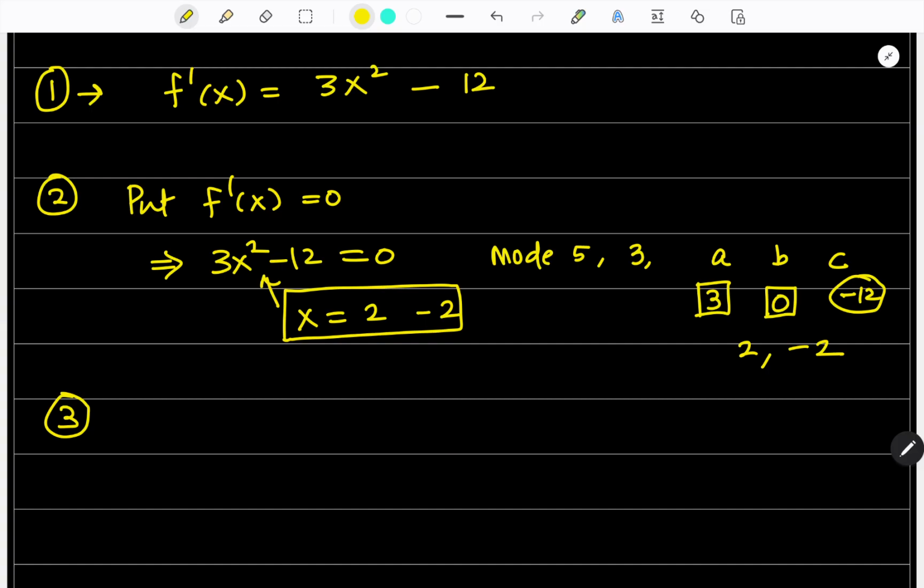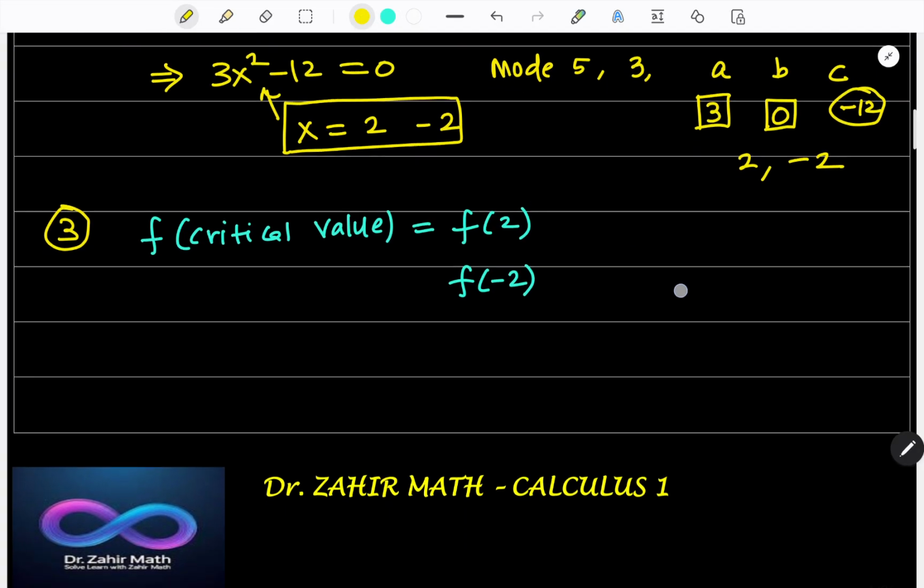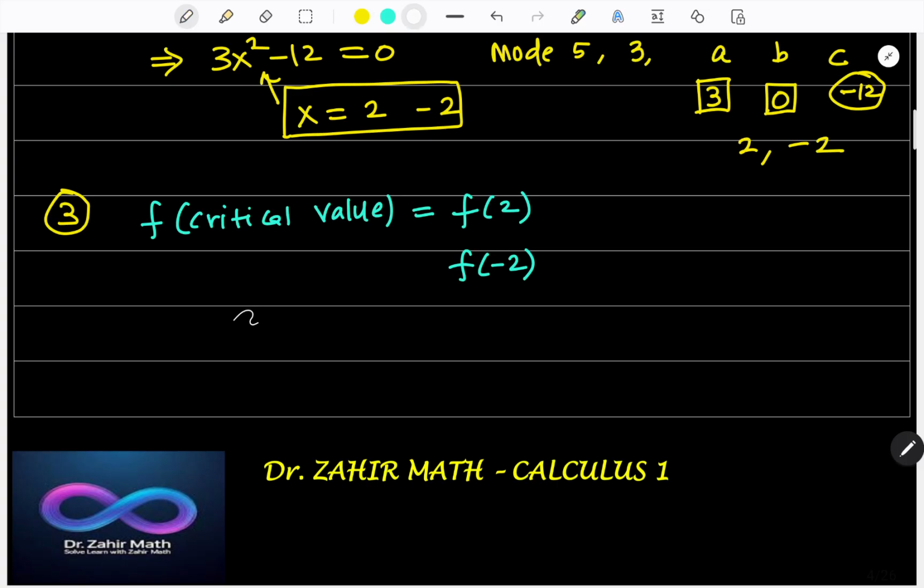Step number 3. What is step number 3? f of critical number or critical value. So I should write the full English word. I should not write just critical. f of critical value I have to write. So it means f of 2 and f of minus 2. 2 answers you have to do. Okay. Right. Next, I need to find f of a. What is your a? Your a is minus 3. Next, I need to find f of b. What is that? f of 5.